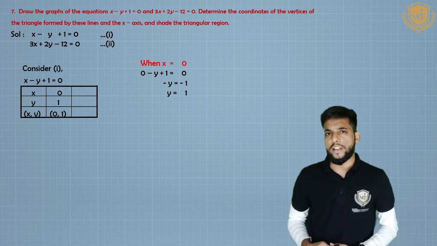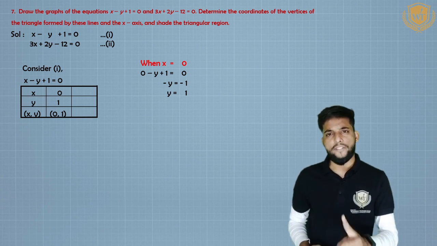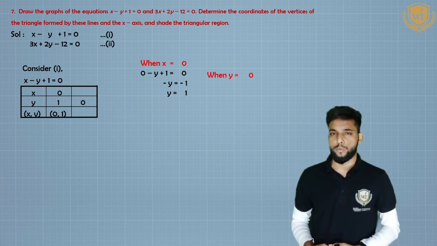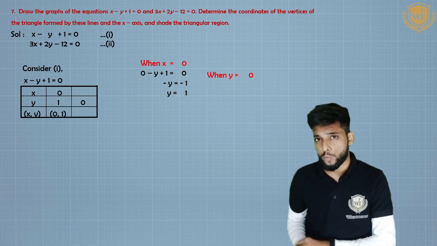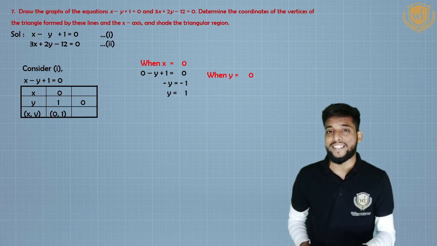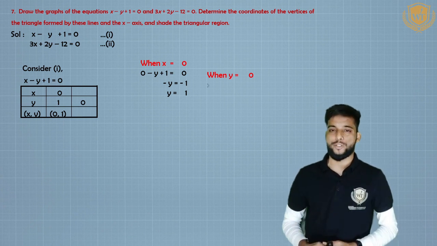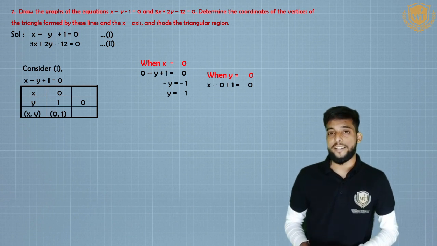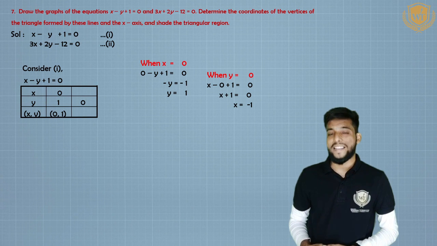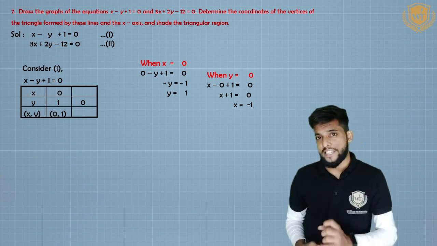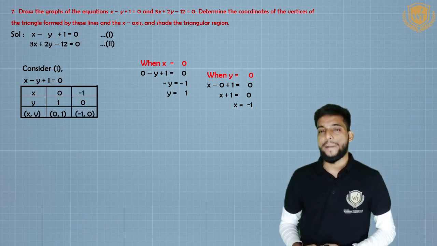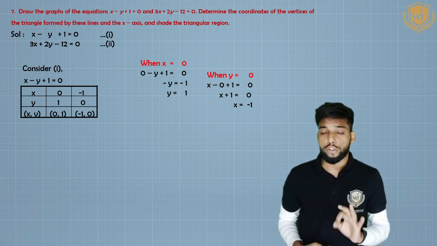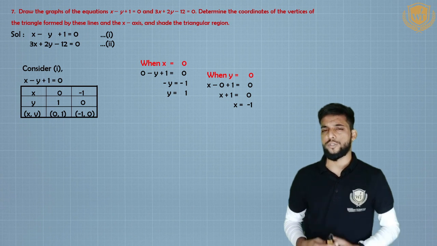Let us assume one more value. Now let us assume a value of y. So when y equals 0, x minus y plus 1 equals 0 becomes x minus 0 plus 1 equals 0. Perfect. Transpose plus 1 to the right hand side. So x will become minus 1. So when y is 0, the value of x will be minus 1. So the point we have is (-1, 0). Now the third point you are going to assume by yourself.